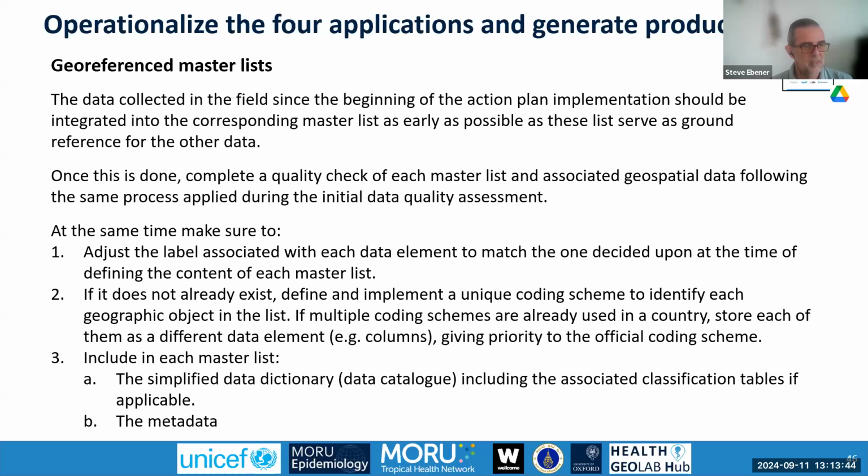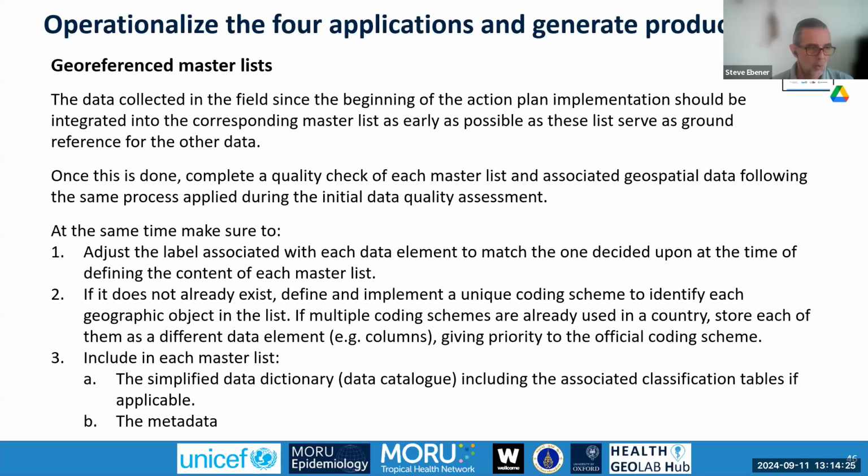Once this has been done, you can at the same time also check the associated geospatial data. There might be a new district that has been created, so there was a need to adjust the district boundary GIS data to match this change. All of this needs to be aligned. And at the same time, you want to make sure that everything is clean in your master list, in terms of the label, for example, for the data element, that this is aligned with what was defined originally, what is mentioned in the data dictionary.